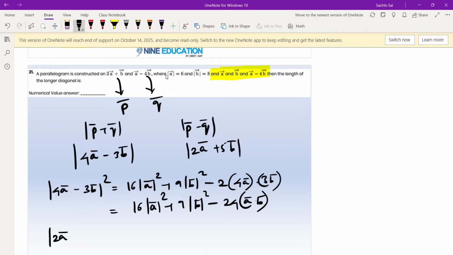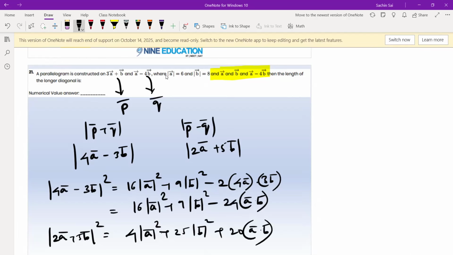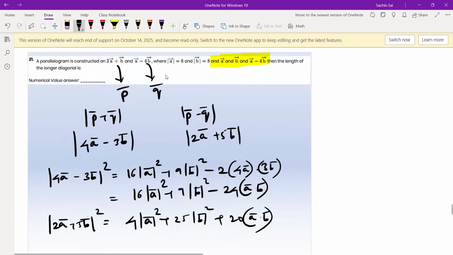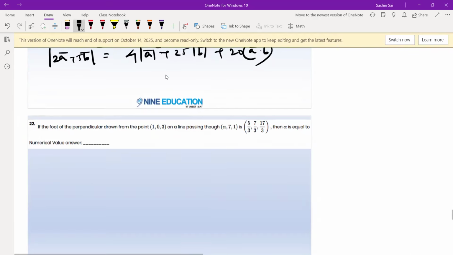Similarly, modulus of 2a plus 5b whole square is 4 times mod a square plus 25 times mod b square plus 20a dot b, right? So in either case, we need information about a dot b. Unless you know the value of a dot b, this question cannot be completed. Okay, so let's leave it here. If any information that helps us find a dot b is known, then we can find the lengths of both diagonals, and then the answer would be whichever is the longer diagonal, right? So question 21, I think you could have skipped during your exam because it did not have sufficient information.